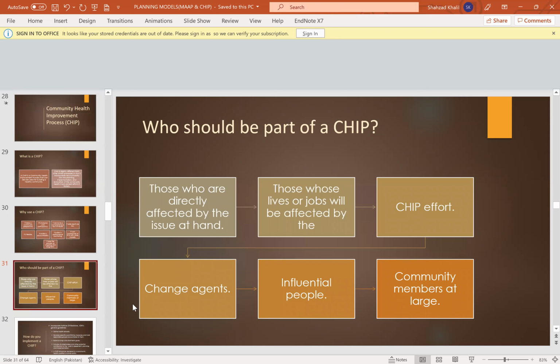Who should be a part of a CHIP? Those who are directly affected by the issue at hand, those whose lives or jobs will be affected by the CHIP effort, change agents, influential people, and the community members at large.